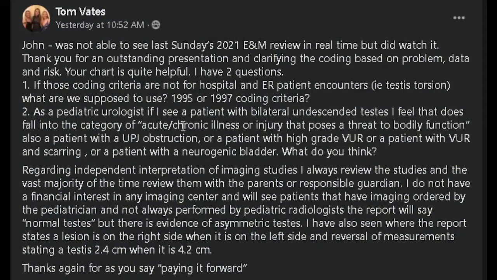So anyway, Tom has another question that he asked in this post in the Thriving Urology Practice Facebook group. As a pediatric urologist, if I see a patient with bilateral undescended testes, I feel that does fall into the category of, quote, acute or chronic illness or injury that poses a threat to bodily function, end quote. Also, a patient with UPJ obstruction, or high-grade reflux, or reflux and scarring, or a patient with neurogenic bladder. What do I think? Well, okay, so you're thinking that these presentations, based on what you told me, should be acute or chronic illness or injury that poses a threat to bodily function.